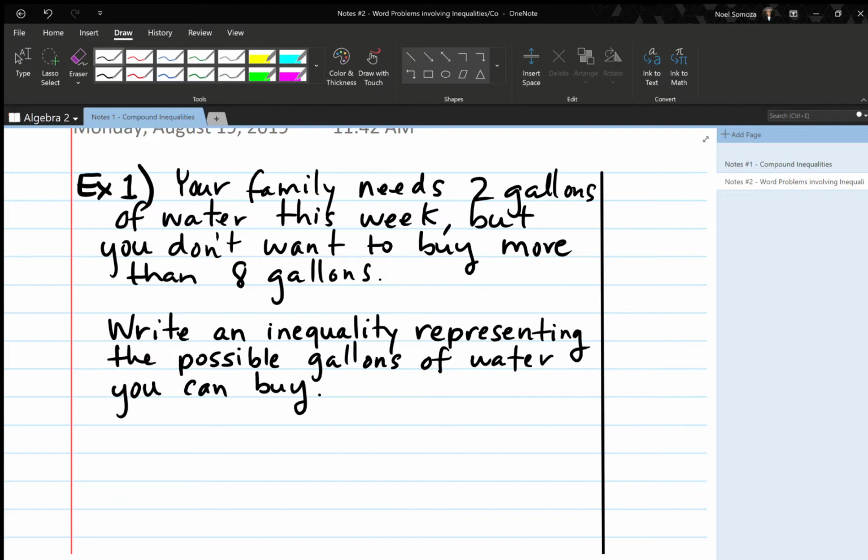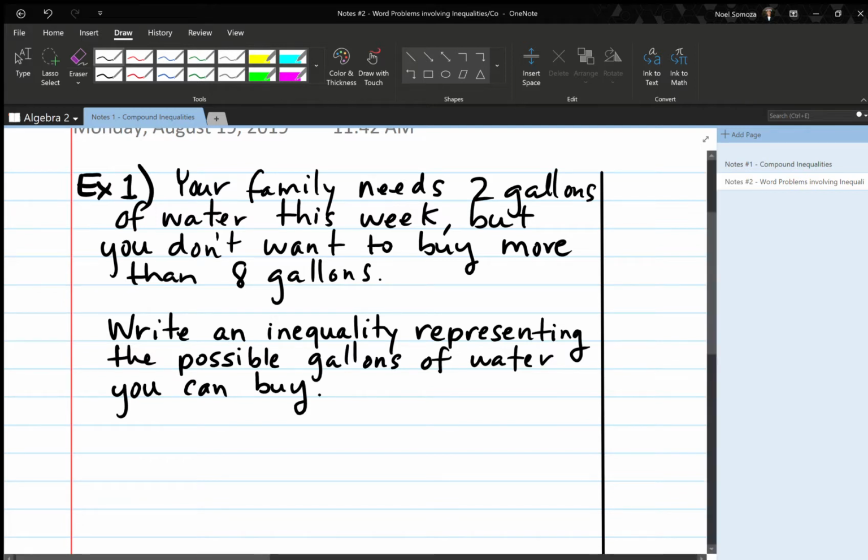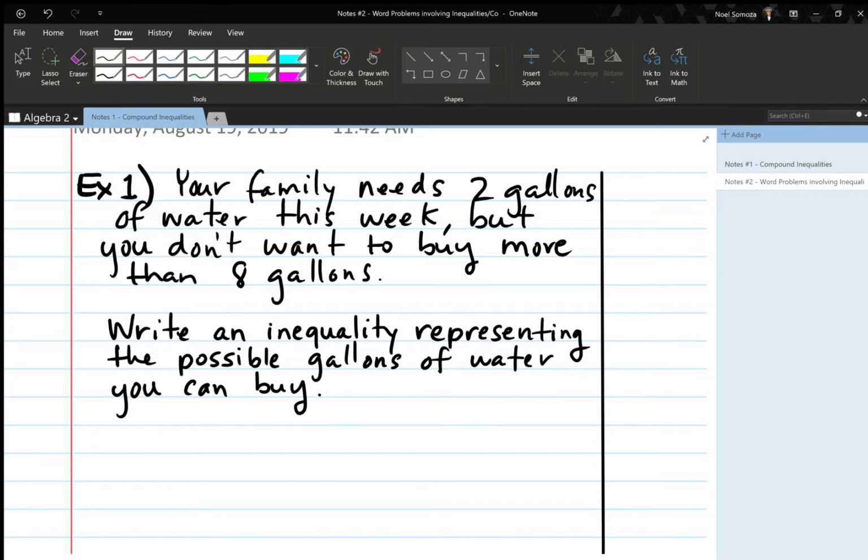You have a situation here where you have basically a minimum and a maximum. You need 2 gallons of water for the week, to wash dishes, to shower, to drink, whatever it might be. But you don't want to buy more than 8. So 2 becomes your minimum. I need to have at least 2, but I can't have more than 8. I can have exactly 8, but not more, because then I have storage issues. I have nowhere to put it, or someone might come along and steal it. So you want to write an inequality that represents the possible gallons of water you can buy.